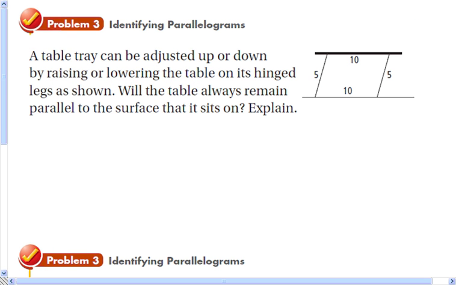All right, problem 3. A table can be adjusted up or down by raising or lowering the table on its hinged legs as shown. Will the table always remain parallel to the surface? And we're going to say yes, and the reason is that both pairs of opposite sides are congruent. So the quadrilateral formed is a parallelogram, and by definition of a parallelogram, there are two pairs of parallel lines.